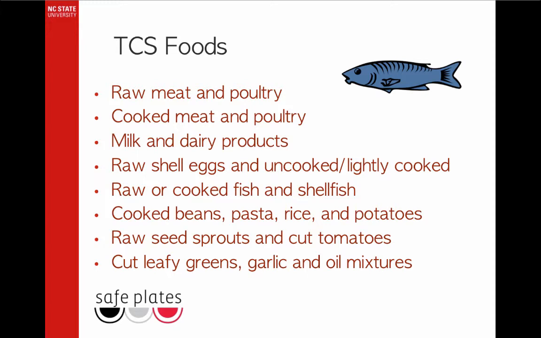Sprouts are higher risk than any other type of produce. A whole tomato, for example, isn't a food we have to worry about for temperature control and is not a TCS food. As soon as we cut that tomato, though, it exposes the moisture inside that can be enough to allow Salmonella or E. coli to grow. We have to hold that cut tomato, as well as other cut produce like cut leafy greens, at 41 degrees Fahrenheit or below. Any garlic and oil mixtures like salad dressings in bulk, although uncommon in school food service, also need to be kept below 41 degrees Fahrenheit.